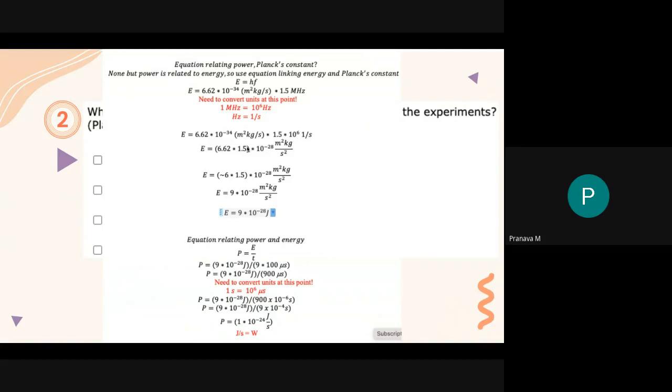And once you do that, you can multiply out. So what I did here was I took 10 to the negative 34th times 10 to the 6th and did my exponents first to get 10 to the negative 28th, because you just add the exponents when you're multiplying the two terms in scientific notation, and then I multiplied my numbers out front together. So 6 times 1.5 is me approximating 6.62 as just 6. So you get 9 times 10 to the negative 28th.